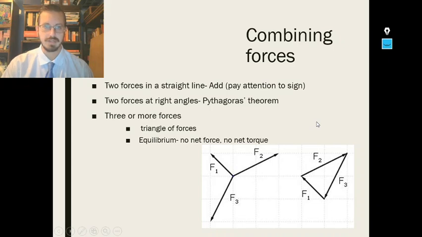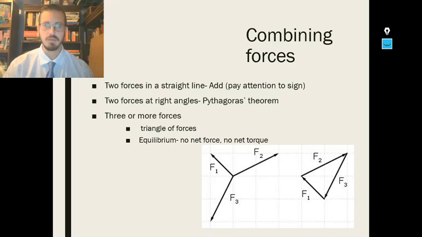Let's start with combining forces. We know that if two forces are in a straight line, acting in the same direction, all we have to do is add them up. Now we do have to pay attention to the sign convention there. If one force is negative compared to the other one, then it's like adding the negative, or subtracting them. But that's still pretty straightforward to deal with. When two forces are at right angles to each other, we're using Pythagoras' theorem to add those up. A squared plus b squared equals c squared. And we've worked with that idea a lot up to this point in the year.